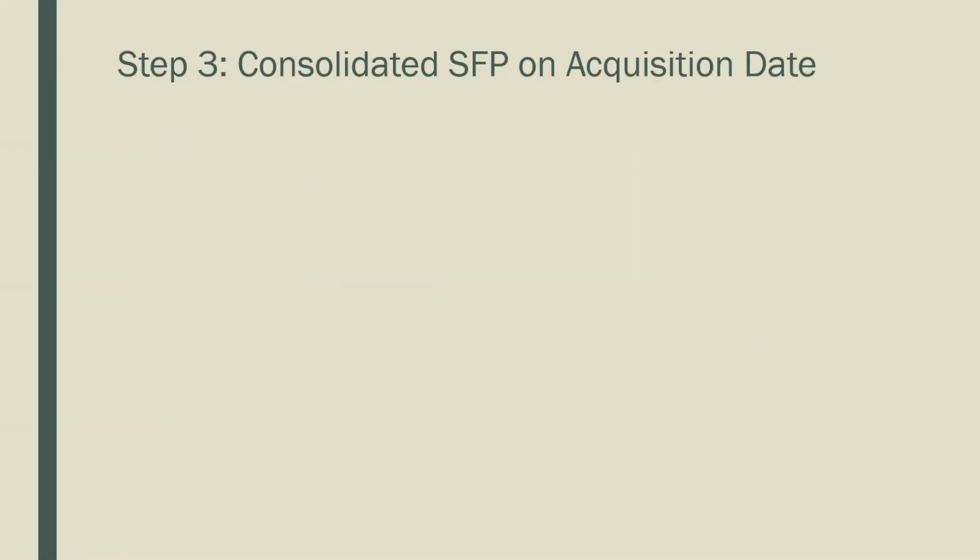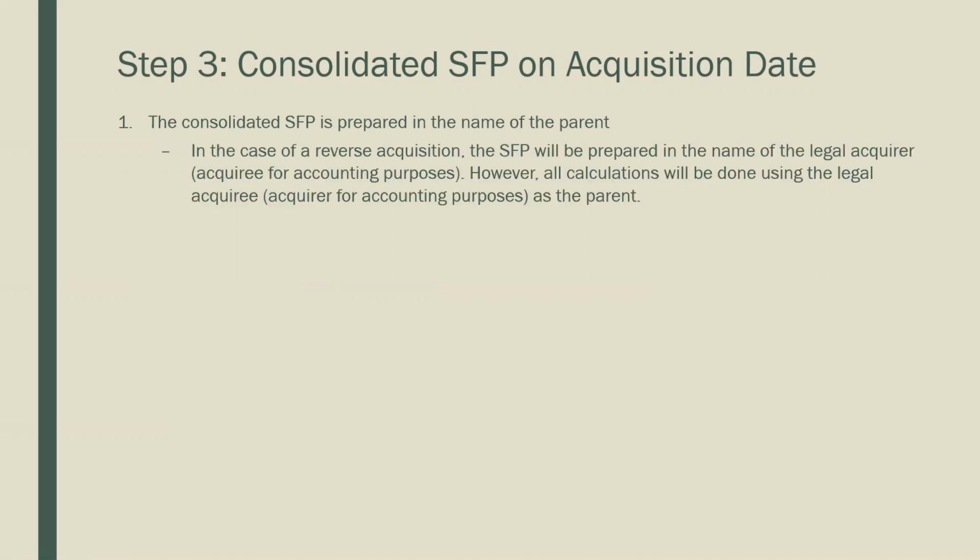Finally, just take a look at step 3, the consolidated statement of financial position on the date of acquisition. The consolidated balance sheet is prepared in the name of the parent. If there were a reverse acquisition, the consolidated balance sheet will be prepared in the name of the legal acquirer. But keep in mind, the legal acquirer is the acquiree for accounting purposes. However, all of the calculations will be done using the legal acquiree, which is the acquirer for accounting purposes, as the parent. So although the name on the consolidated statement of financial position will remain that of the legal acquirer, all of the calculations will be done using the accounting acquirer, the legal acquiree, as the parent company.